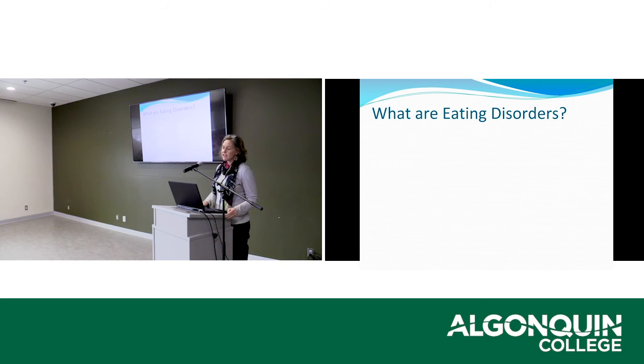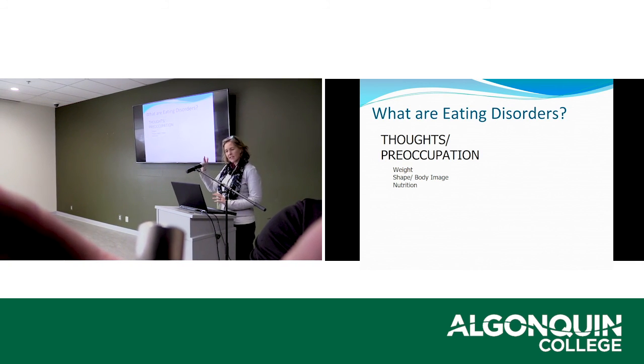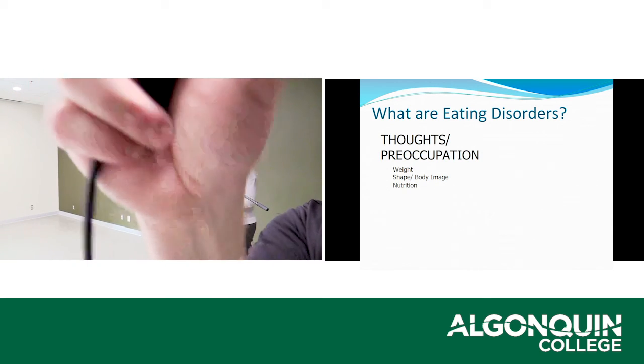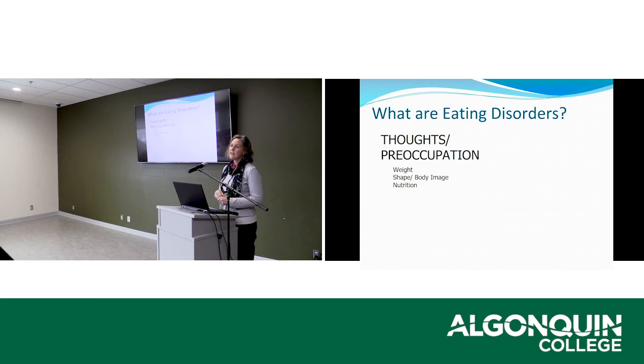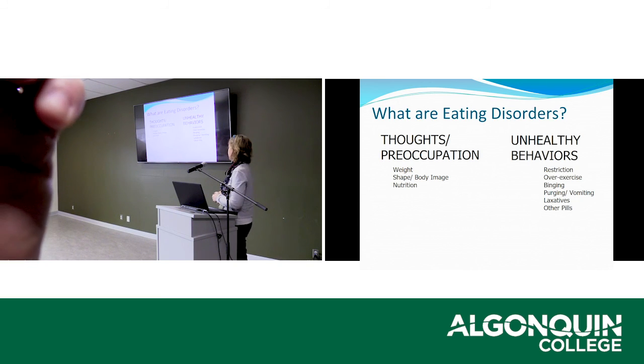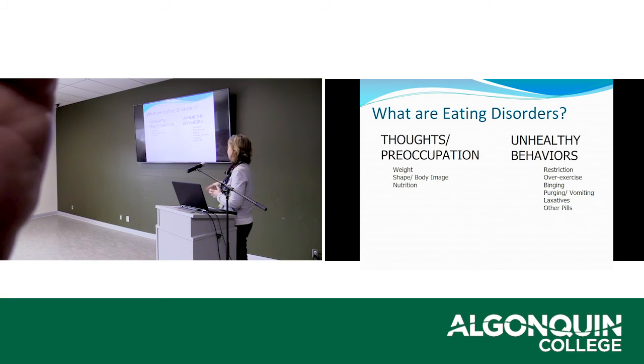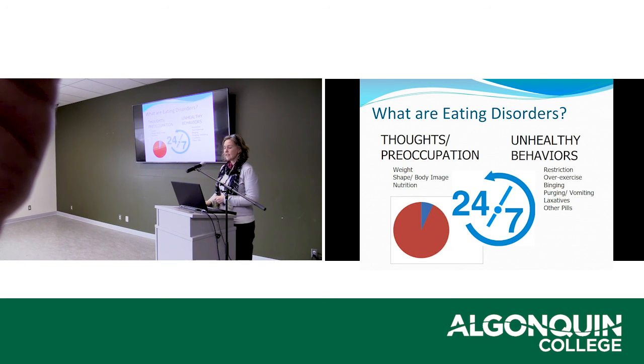So, what are eating disorders? Eating disorders are two things. The first is someone having repetitive, constant thoughts and preoccupation in their mind about weight, shape, and what they're eating. That's the first hallmark feature. The second is that it becomes accompanied by unhealthy behaviors. So significant restriction for both anorexia and bulimia, and then a combination of the other ones depending on the person. So could be overexercise, binging, vomiting, using pills. The biggest thing is that this is happening for them 24/7.